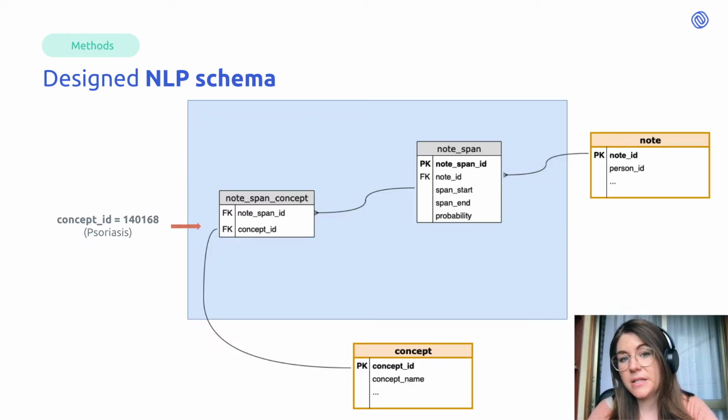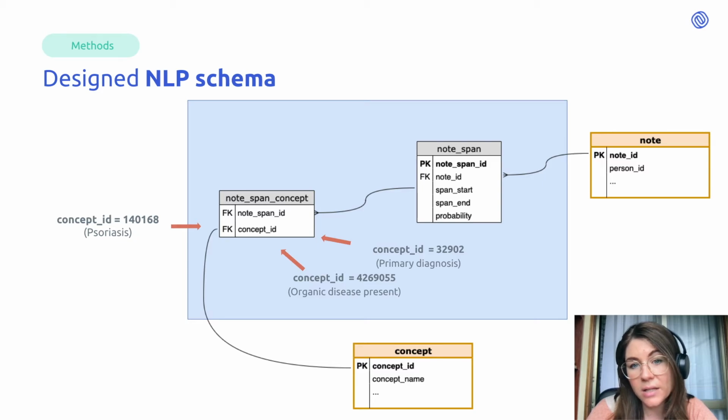This schema makes it easier to query the stored data. For example, if we want to retrieve all nodes where a certain condition, for example psoriasis, was stated, it would involve a join query to the node span concept, and finally the concept table, filtering by the concept ID of psoriasis. If we also want to know those nodes where psoriasis was not only stated but also present and detected as a primary diagnosis, we would add to our query the concept ID of primary diagnosis and organic disease present.